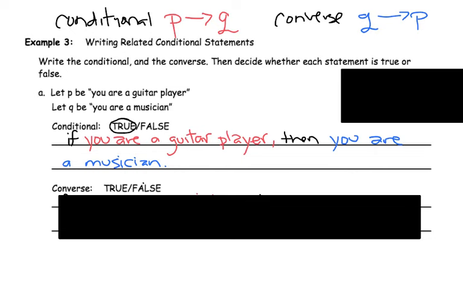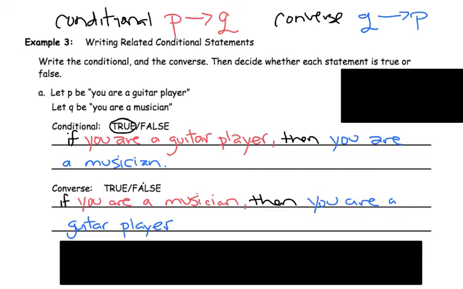Okay, now let's look at the converse. For the converse, remember all we have to do is switch the order of the hypothesis and the conclusion. So this time it'll be if Q, then P, or Q implies P. And we get, if you are a musician, then you are a guitar player. Now is that statement true or false?